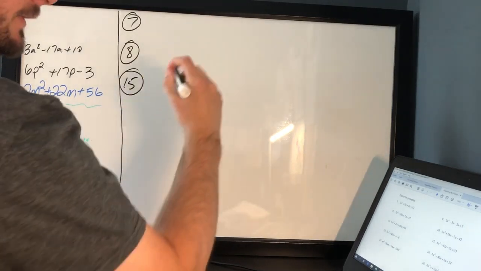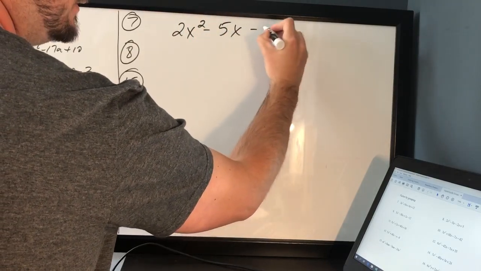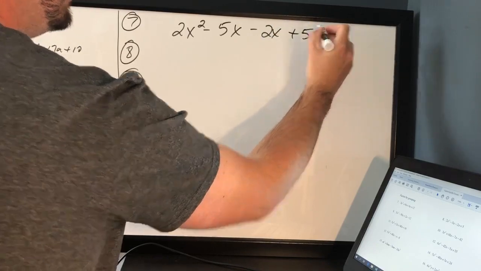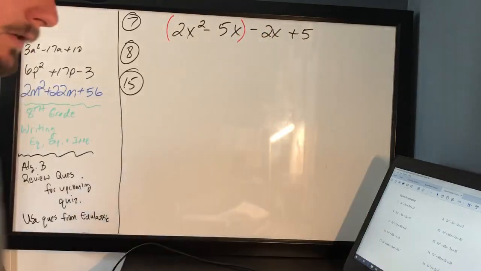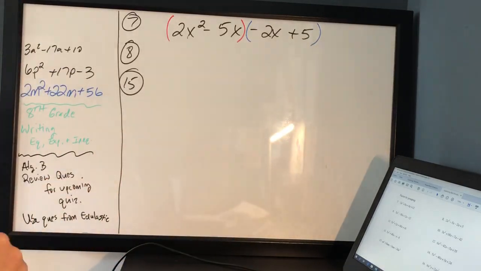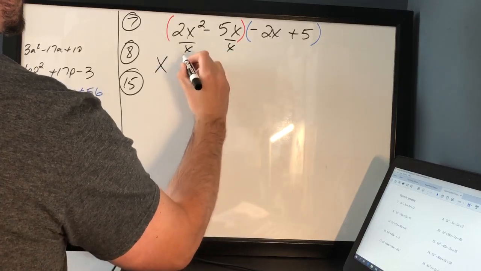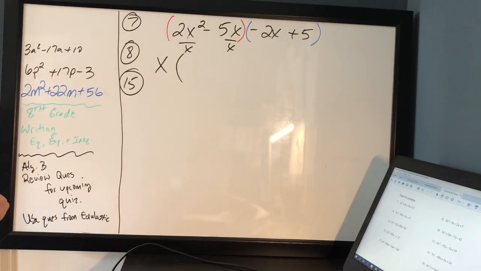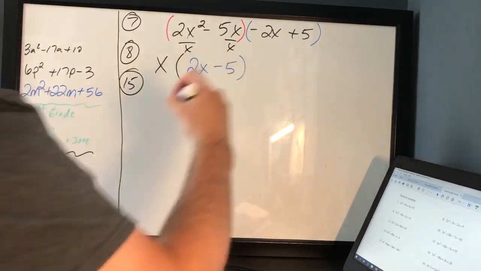Okay, next one. 2x squared minus 5x minus 2x plus 5. Okay, again, parentheses around this, and we'll do parentheses around this. All right, so what do 2x squared minus 5x have in common? Well, the only thing that they both have in common is an x. So we're going to factor out an x. And when we do that, we're left with 2x minus 5.